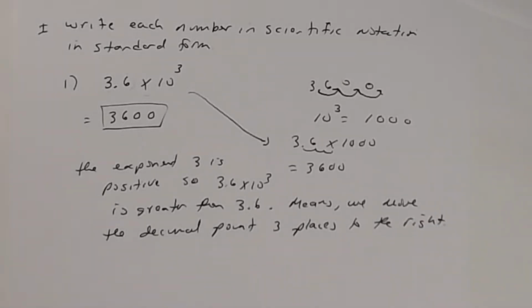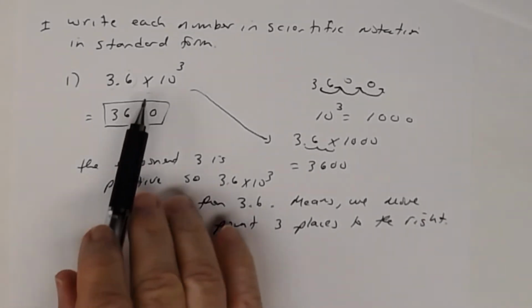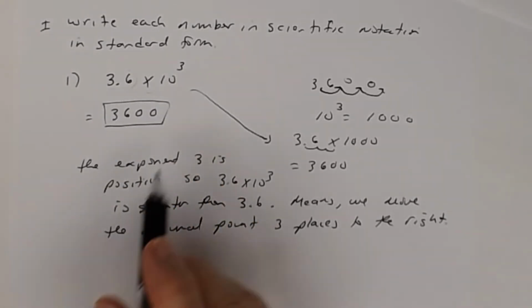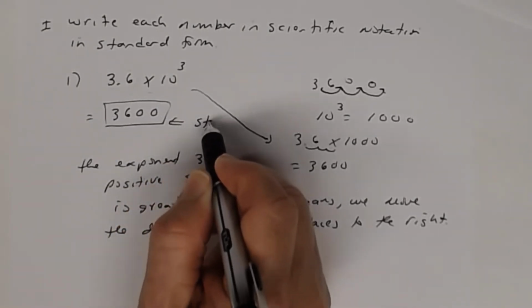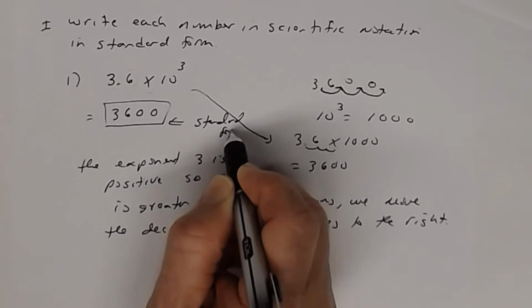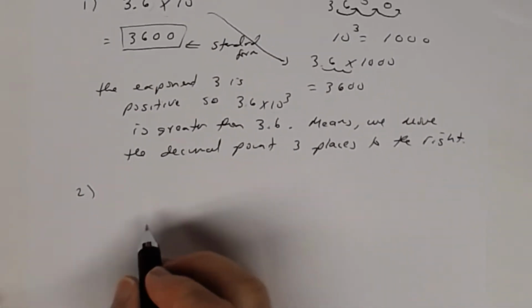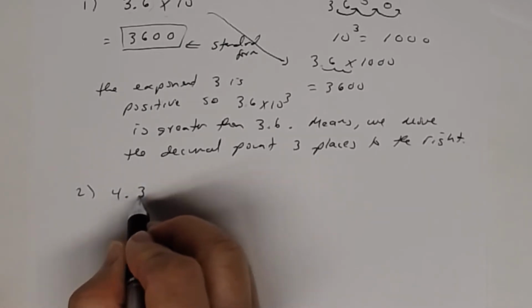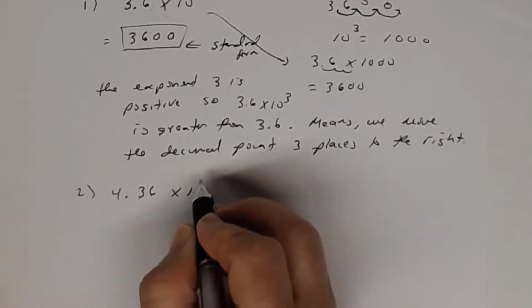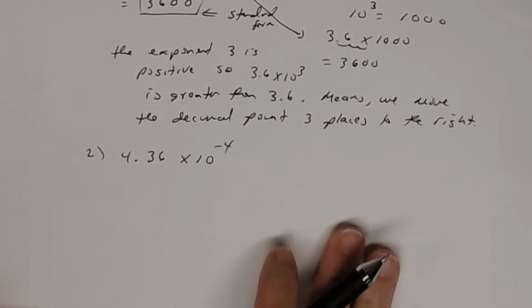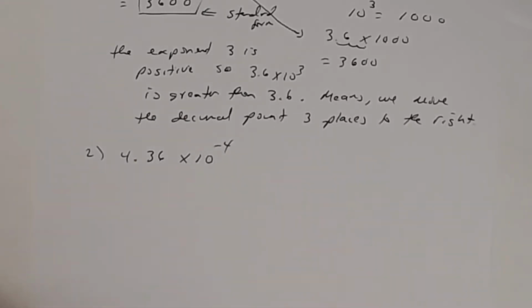Okay? All right, so that's number 1. Here's the number that's written in scientific notation, and this number here is in standard form. All right, let's look at number 2. Number 2, we have 4.36 times 10 to the negative 4. I have this number in scientific notation, and I want to put it in standard form.